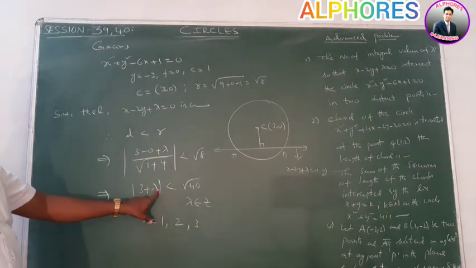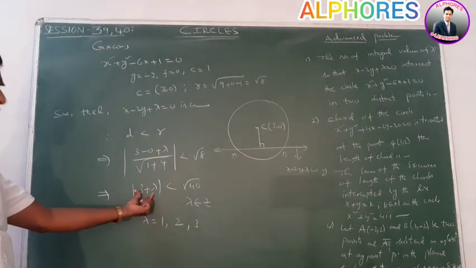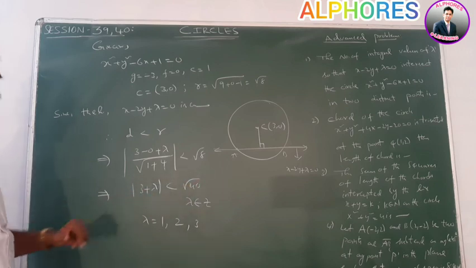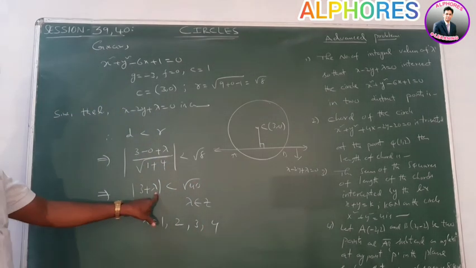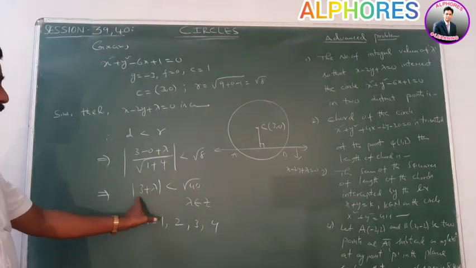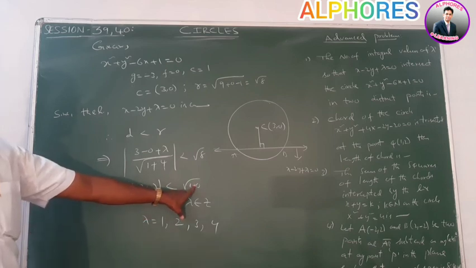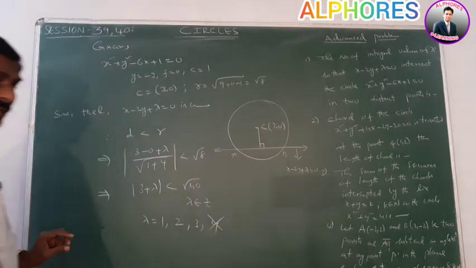Next, 3. 3 plus 3 is 6, so this value is root 36. Root 36 less than root 40. Okay. Next, 4. 3 plus 4 means 7, 7 means root 49. Root 49 less than root 40 is meaningless, false. So we cannot take this value of 4.